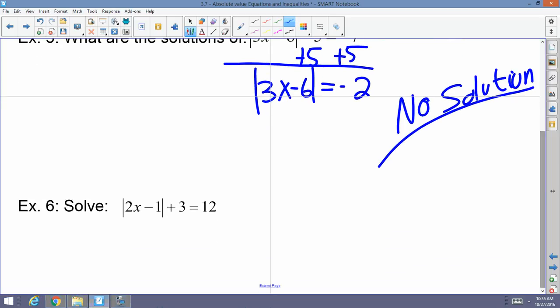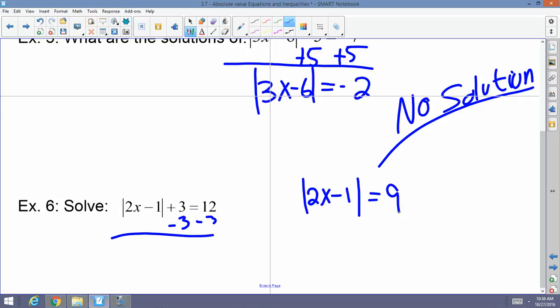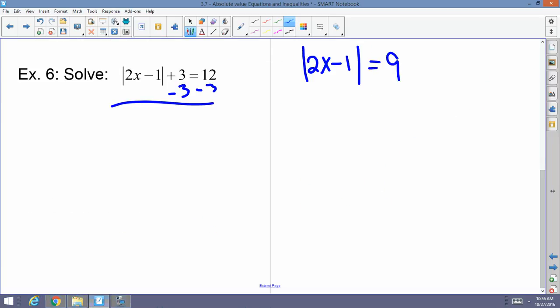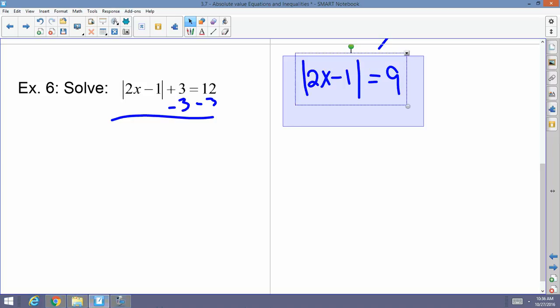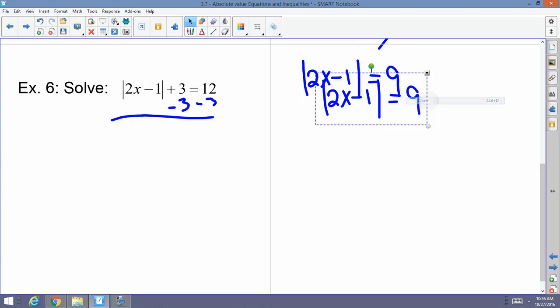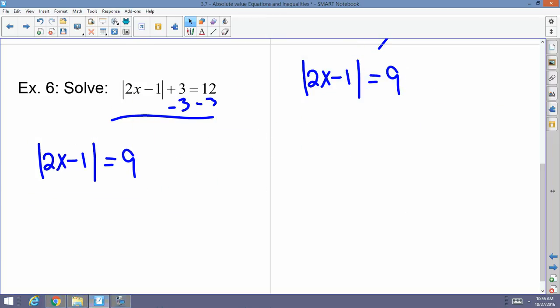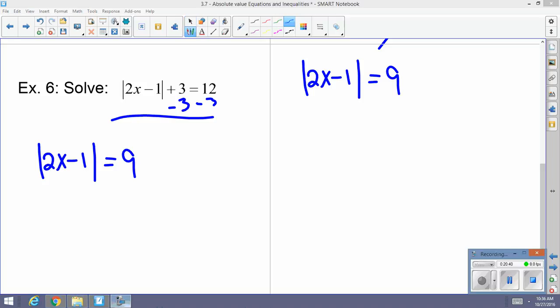And then now here, how do I isolate my absolute value here, please, my brothers? You exactly right. Thank you, gentlemen. So I've got 2x minus 1 equals 9. Again, I'm going to do my old-fashioned way. Let me just go ahead and clone this. Give me one second. Okay, sorry about that.